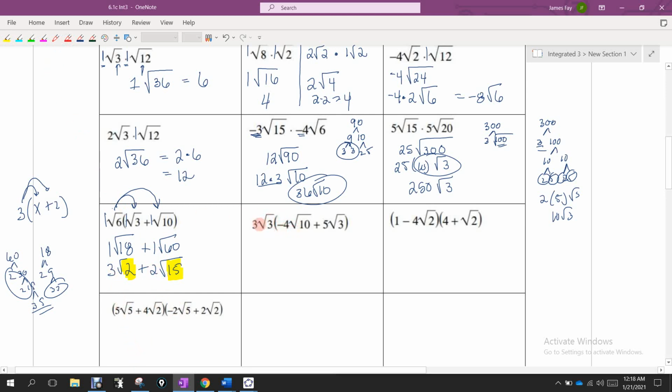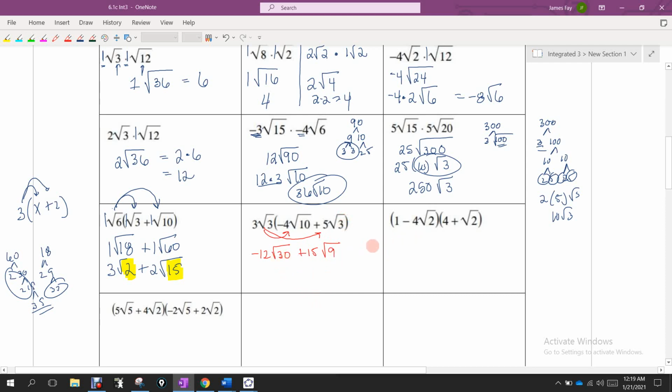This one's the same idea. We just now have coefficients that are not 1s. So I'm going to take this and multiply there. So we get 3 times negative 3. Number on the outside times number on the outside gives me negative 12. And then I have 3 times 10. So radical 30. Then we do the same thing. 3 times 5 over here, so 15. And then radical 3 times radical 3 gives me 9.